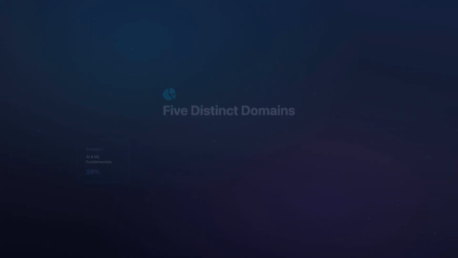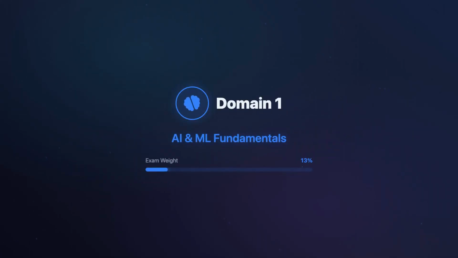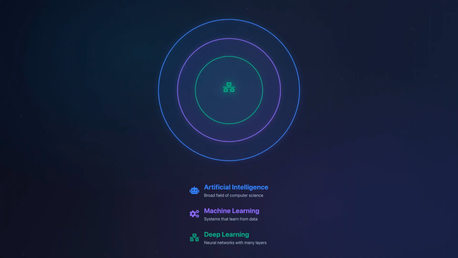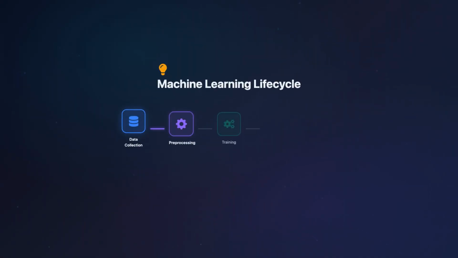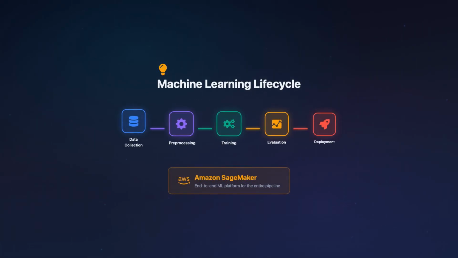Moving on to the content. The exam is broken down into 5 distinct domains. Domain 1 covers the fundamentals of AI and machine learning. This is about 20% of the exam. You need to clearly understand the difference between AI, ML, and deep learning. You will also need to know the machine learning lifecycle, from data collection to deployment, and how AWS services like SageMaker fit into that pipeline.